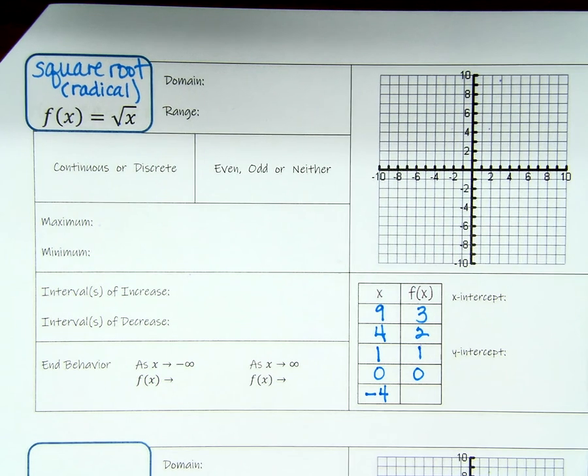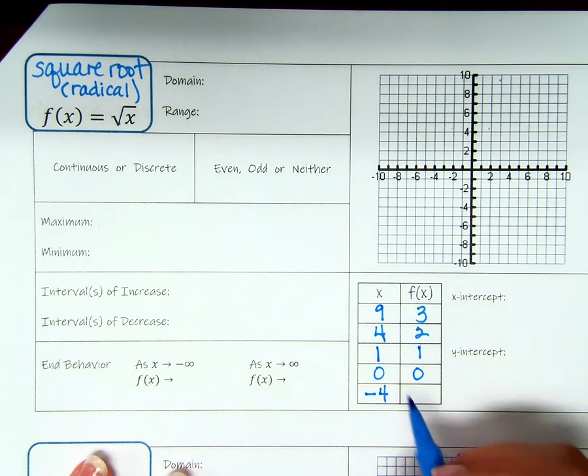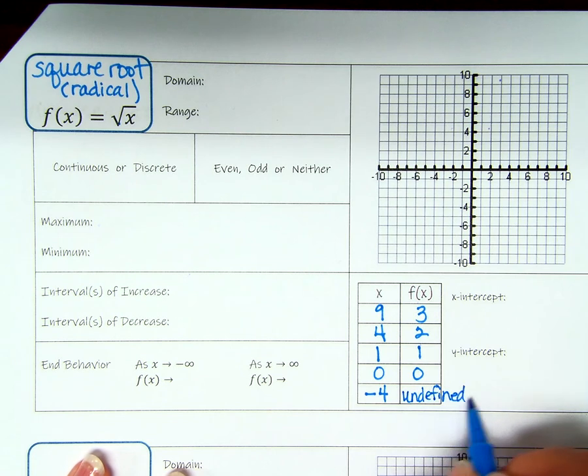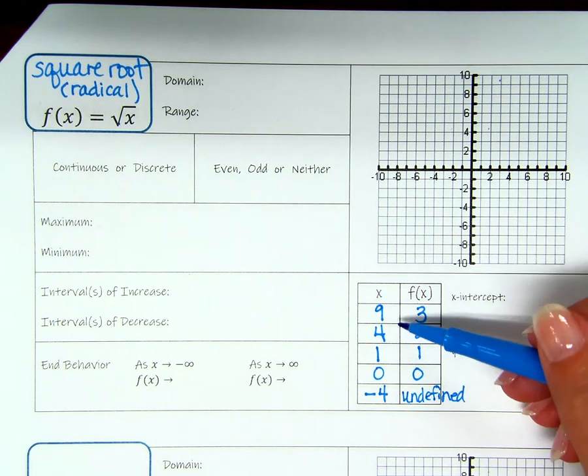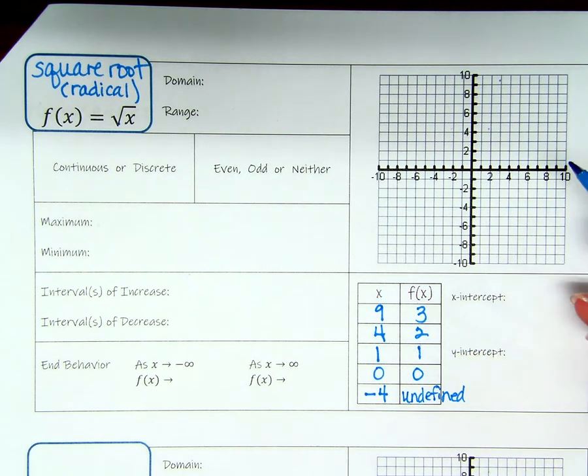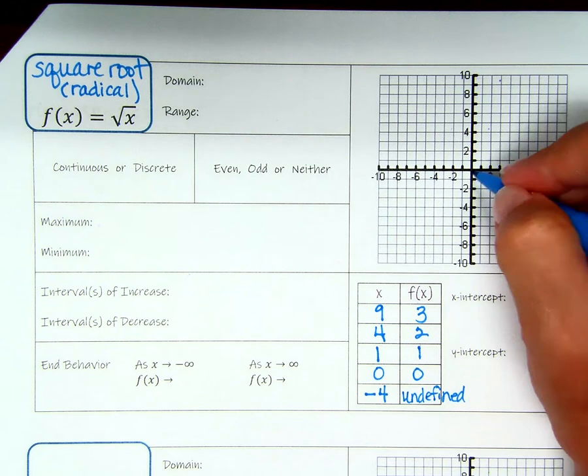Here's what I'll tell you. You can't take the square root of -4 yet. That's some foreshadowing right there for you. Okay? So for now, we're going to write undefined. Okay? For now, we're going to write undefined. Well, how do I graph something that's undefined? You can't, can you? Okay, so when I go to plot these points, I can only plot the top 4 points. You okay with that? So please go ahead and do that now.